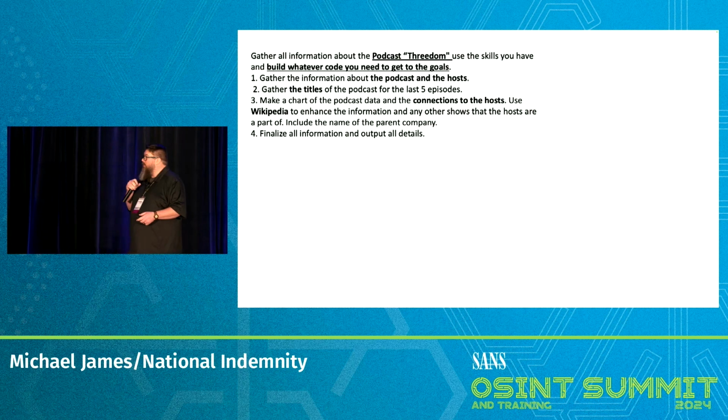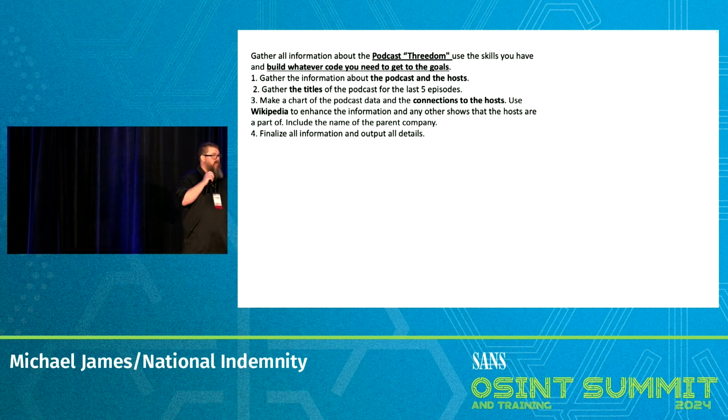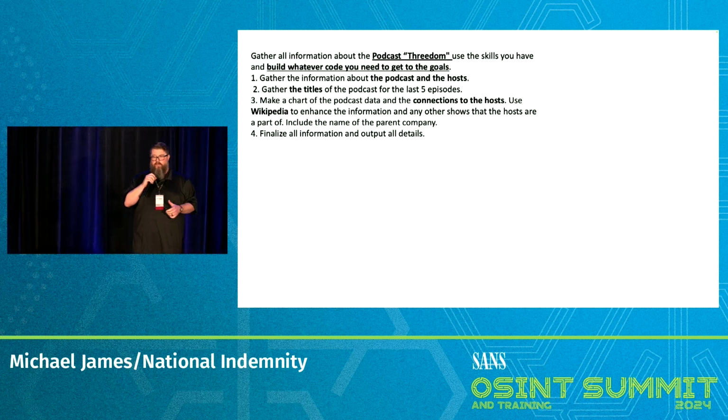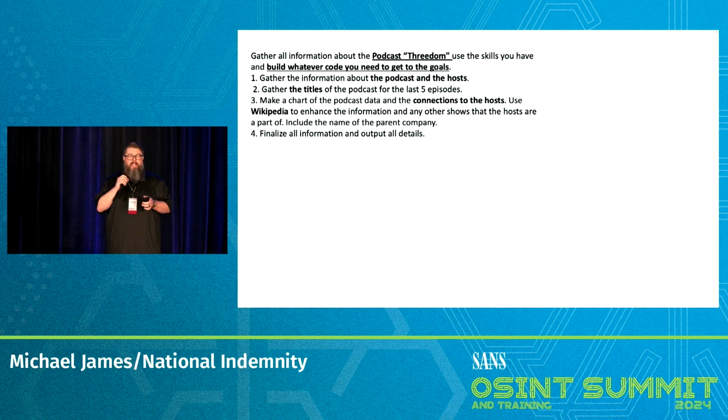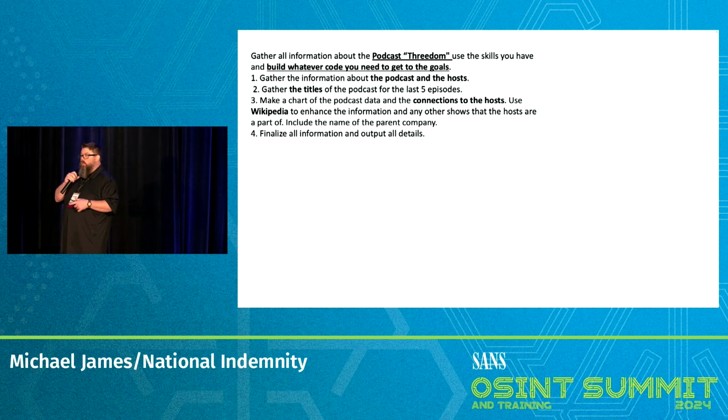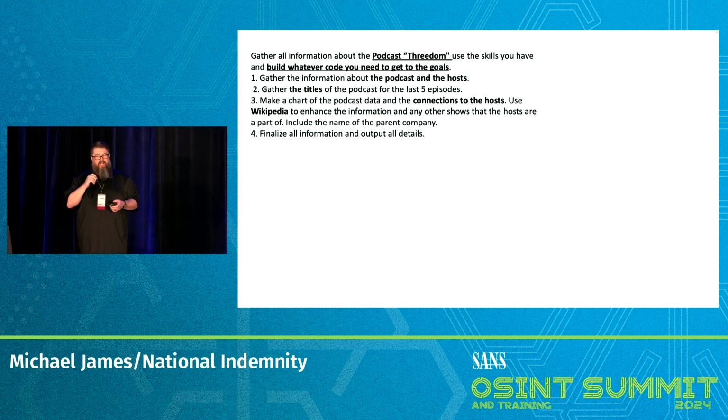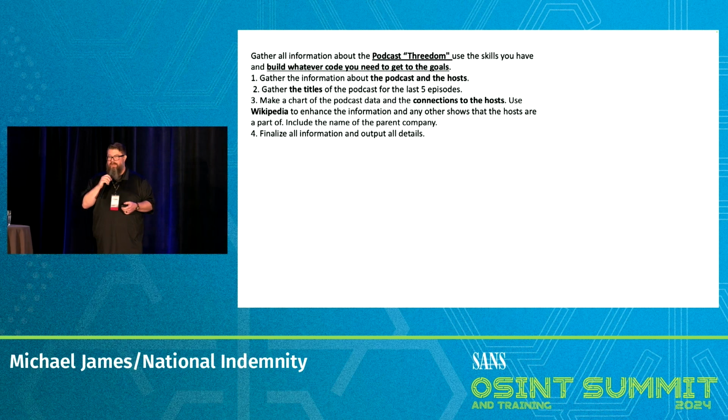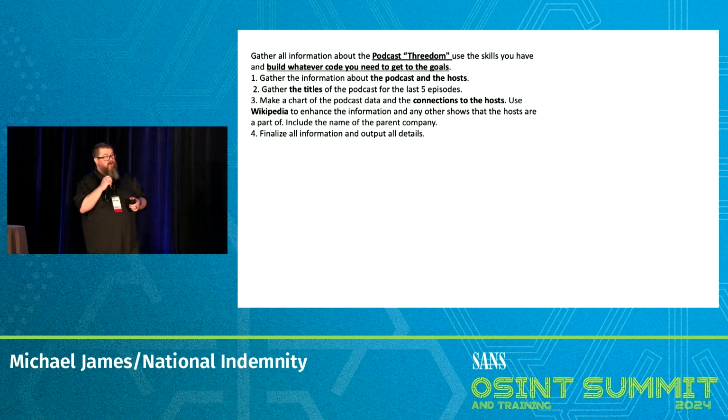So this is the prompt that I gave it. This is all the information I gave it at the beginning. I said, hey, look for the podcast Freedom. Use whatever code you need to accomplish the goal. I'm looking for the podcast and the hosts. Get the titles, the connections of the host, and use Wikipedia as a backstop. If you want to validate this information, use Wikipedia because it's an open source library. I should have used IMDb, but I didn't think about that. Wikipedia is good enough to get started. Also, it's janky enough that if there are failures, I'll be able to see that, right? So it's kind of fun.